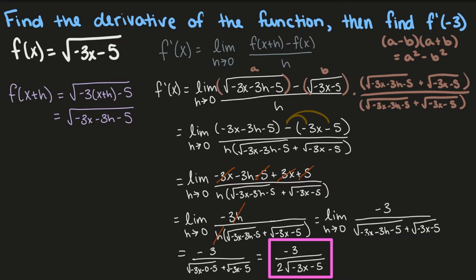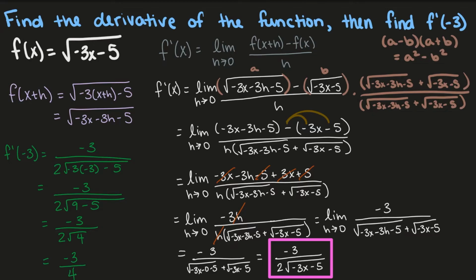So now we want to find the value of our derivative when x equals negative 3. So f prime at negative 3 will be equal to negative 3 over 2 times the square root of negative 3 times negative 3 minus 5, which is negative 3 over 2 times the square root of 9 minus 5. So this is going to be equal to negative 3 over 4, which is the value of our derivative at that point.